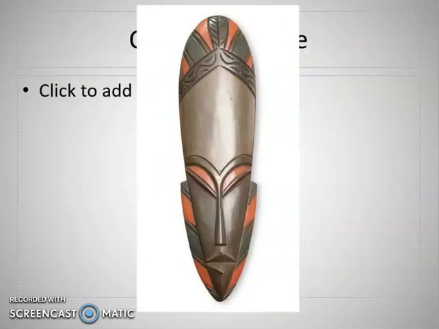We also did an African tribal mask creation project. So make sure you check that out and turn that in for 30 points.